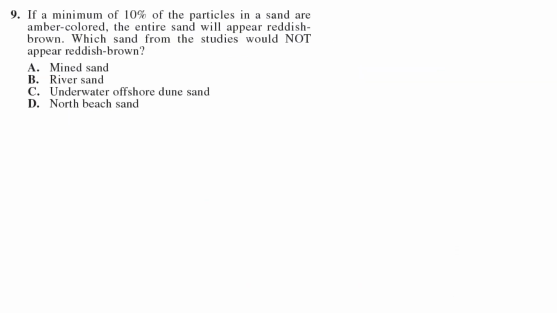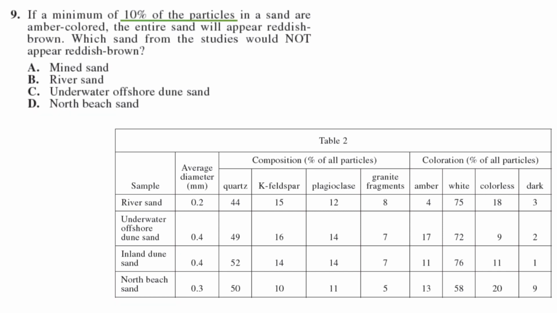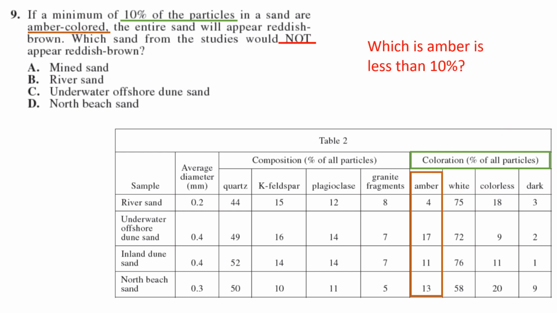Number 9 doesn't tell us which study to look at, but if we look at our answer choices, we know we're going to look at table 2. That has all the sands listed. So if a minimum of 10% of the particles in the sand are amber colored, the entire sand will appear reddish brown, which would not appear reddish brown. So we look at coloration and we see amber, right? So which one is not going to be reddish brown? So which amber is less than 10%? And it's going to be river sand. So your answer has to be B.